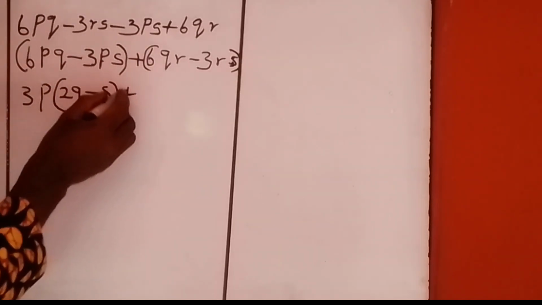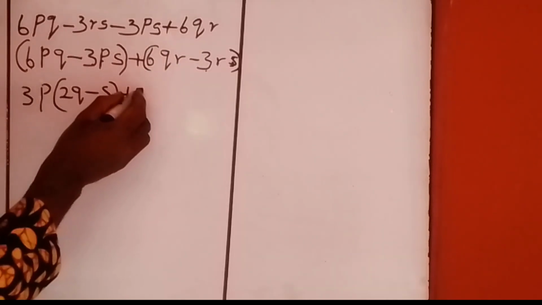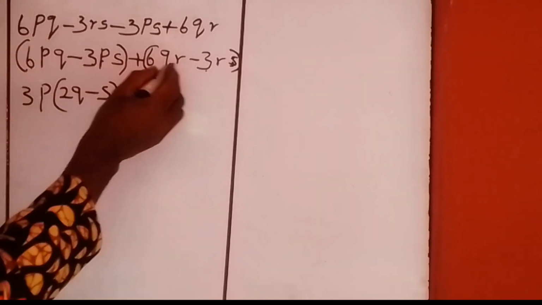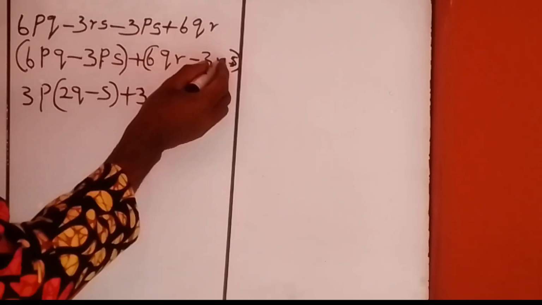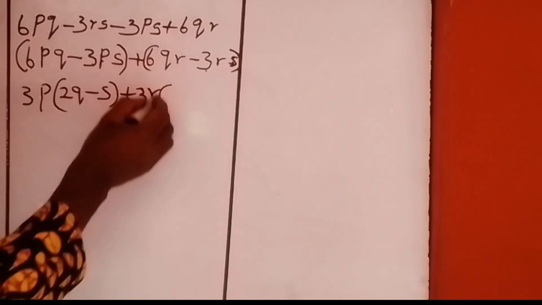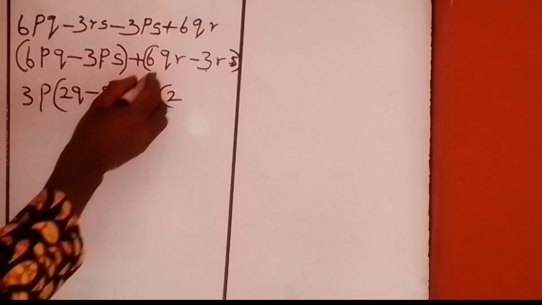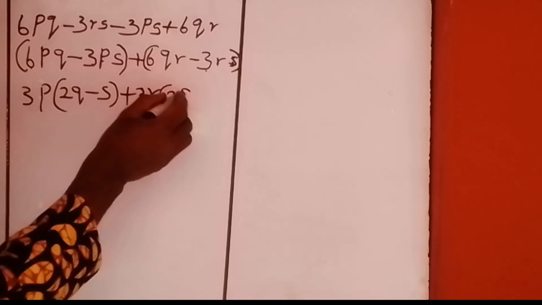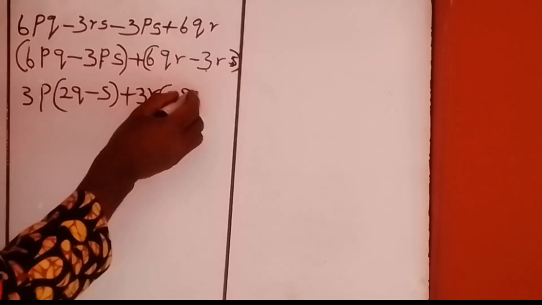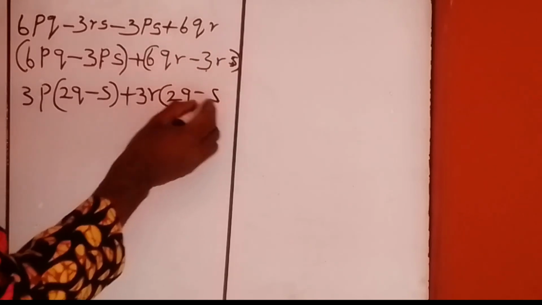Then here we have plus 6 and 3. 3 is common to 6 and 3. Then what is common again is R. Between these two terms here, we have R common. Then close the bracket. We are left with 2 again, and Q here, then minus S. R is gone, so we are left with S.